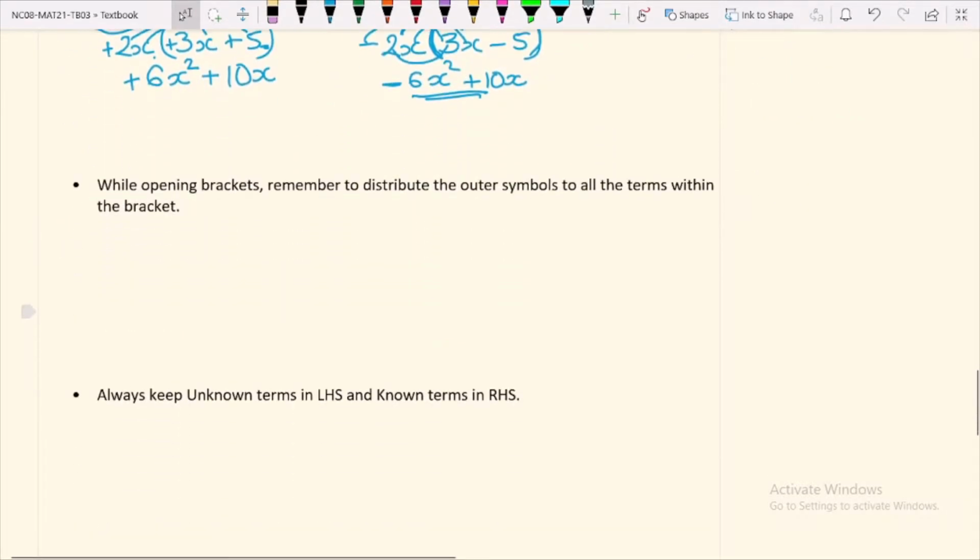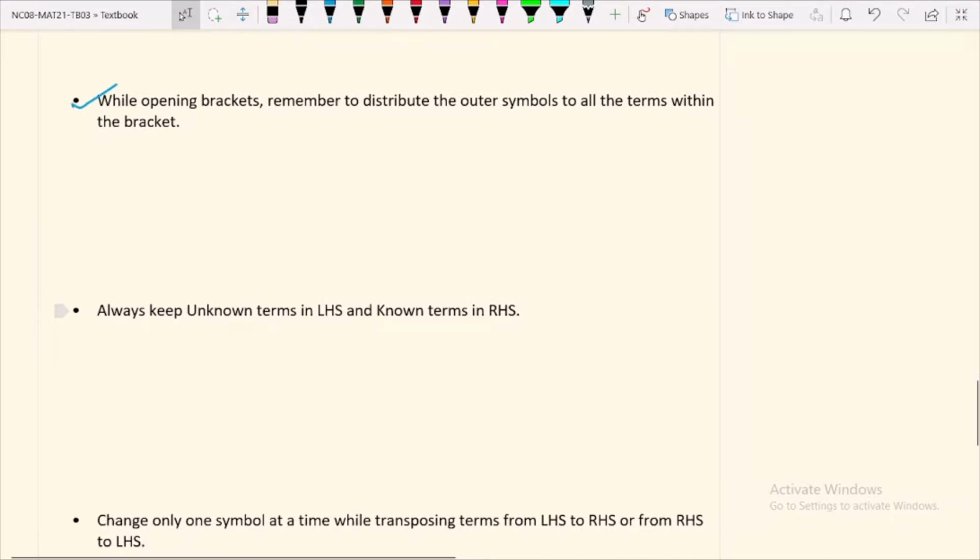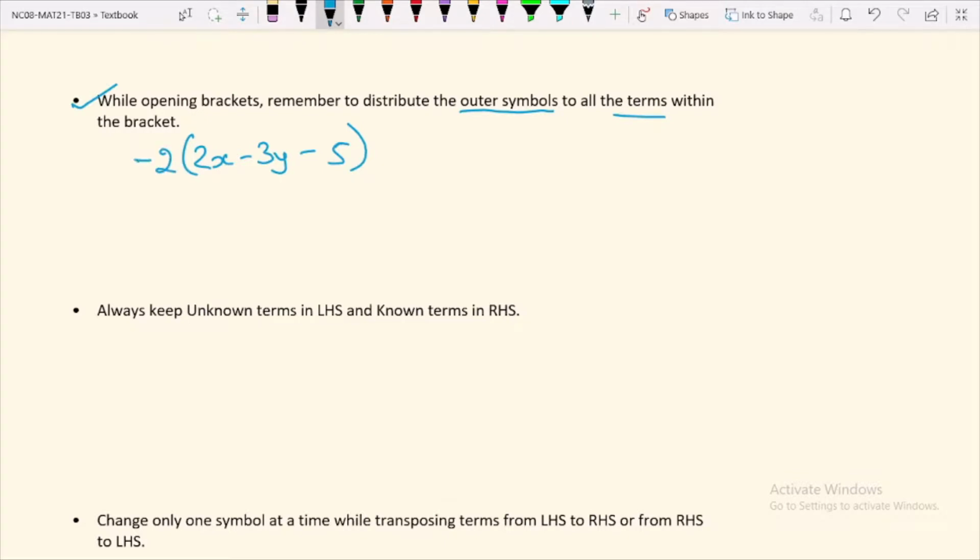Next point is, while opening brackets, remember to distribute the outer symbols to all the terms within the bracket. If the bracket has 3 terms, 2x minus 3y minus 5, and outside it was just minus. So while opening this bracket, you have to multiply minus with all the symbols. Minus into plus, minus into minus, and minus into lastly this minus.